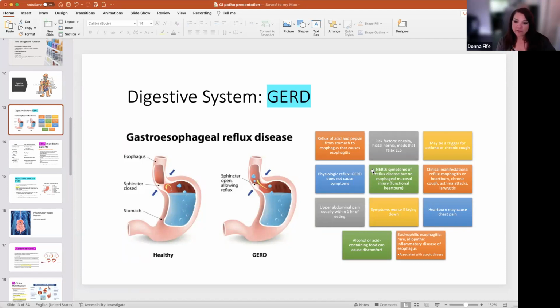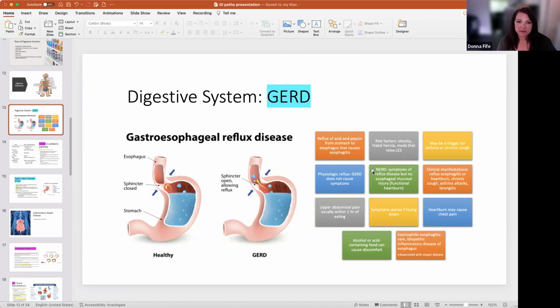Heartburn, chronic cough, asthma attacks in patients with asthma, laryngitis may occur as well. The patient may have some upper abdominal pain, which usually occurs within about an hour of eating. Now, these symptoms can get worse if laying down. Important to sit up after a meal, kind of get that food moving so you're not having that food causing reflux back into the esophagus.